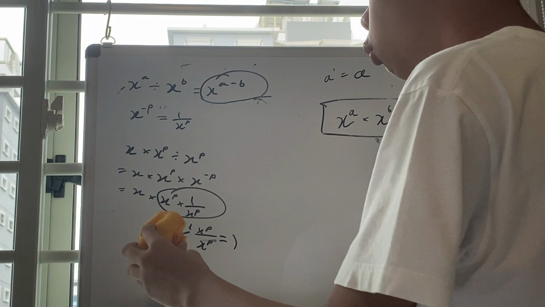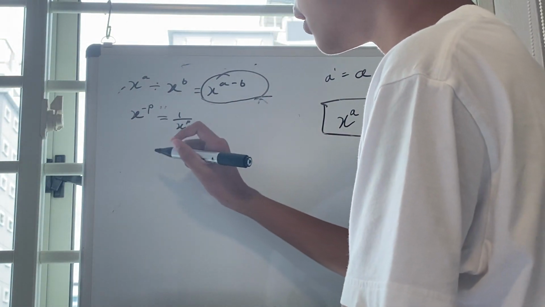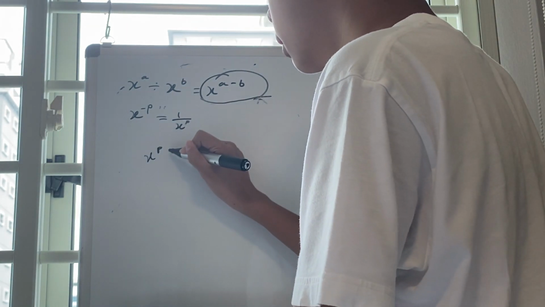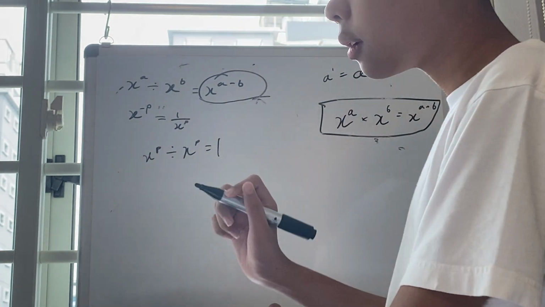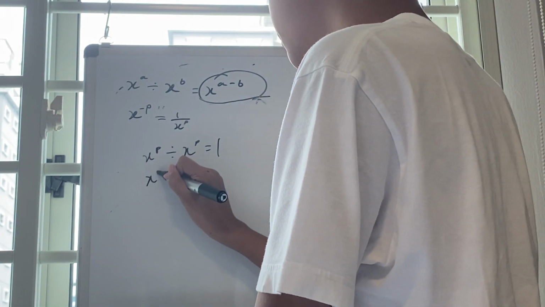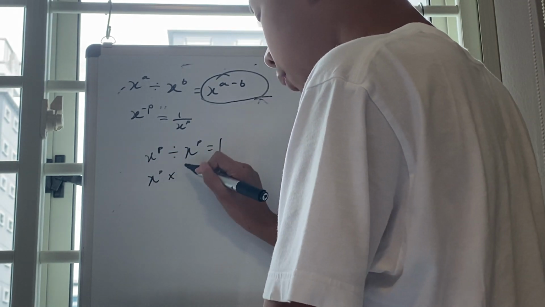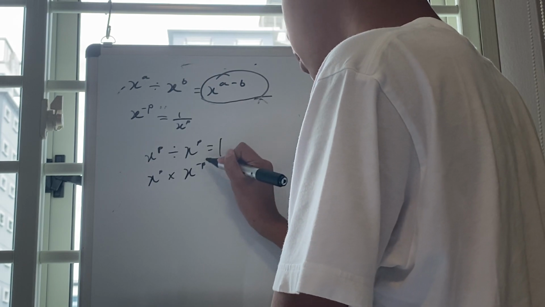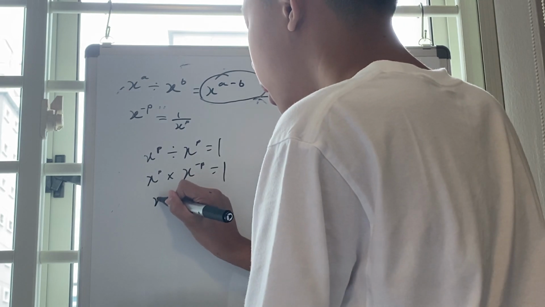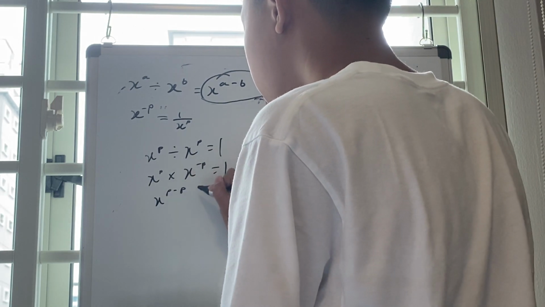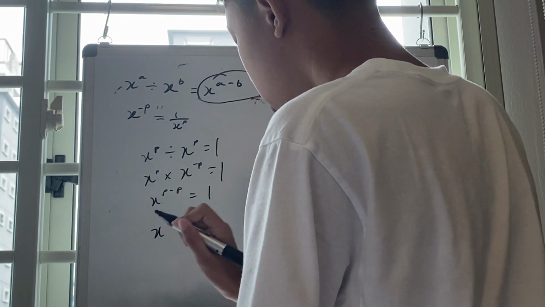Let's move on to that. So we have x power p divided by x power p equals 1. Why? Because x power p times x power negative p equals 1, which is the same as x power p minus p equals 1, which is basically x power 0 equals 1.